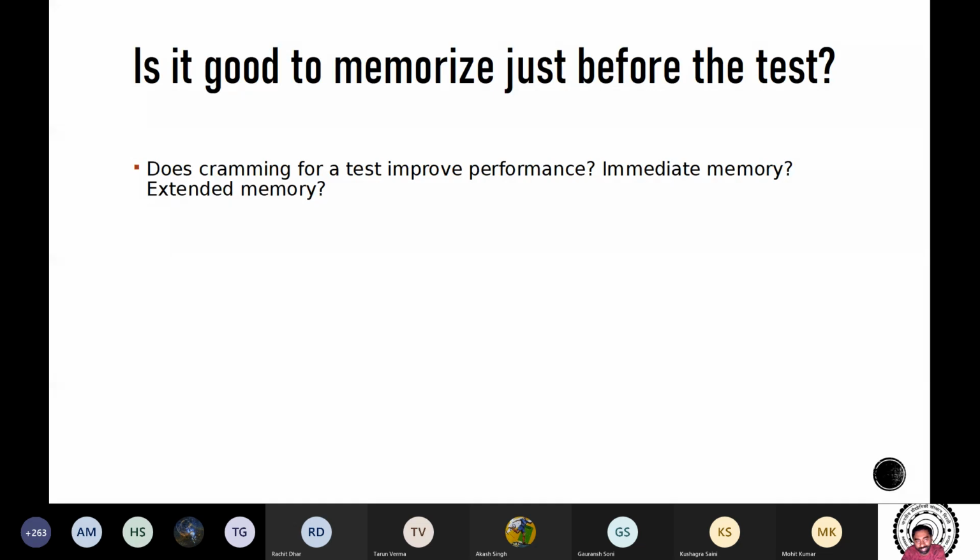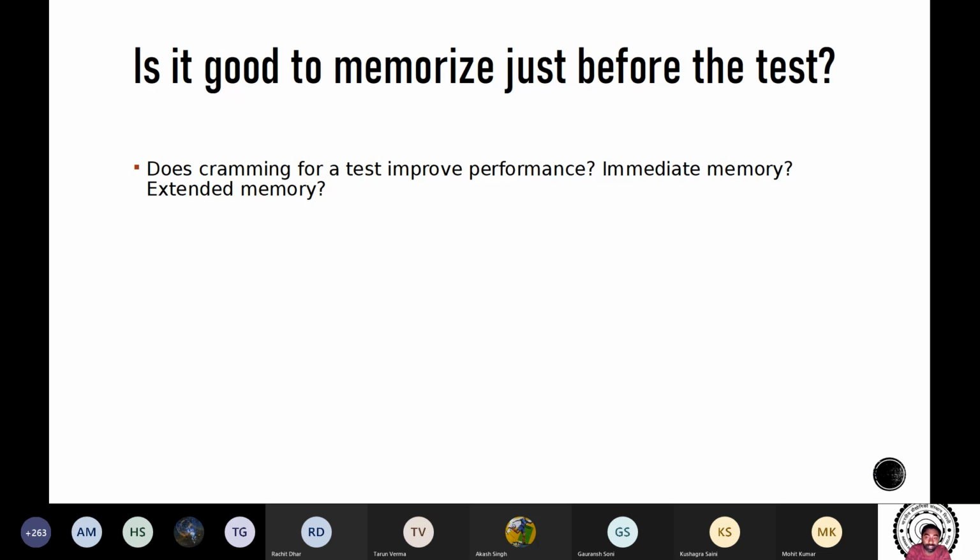Now let's take one example to make my point. So this is a standard thing which many of us can relate to. Is it good to memorize just before the test? Right? So some people use the word cramming for that. So does cramming for a test improve performance? And what kind of performance?